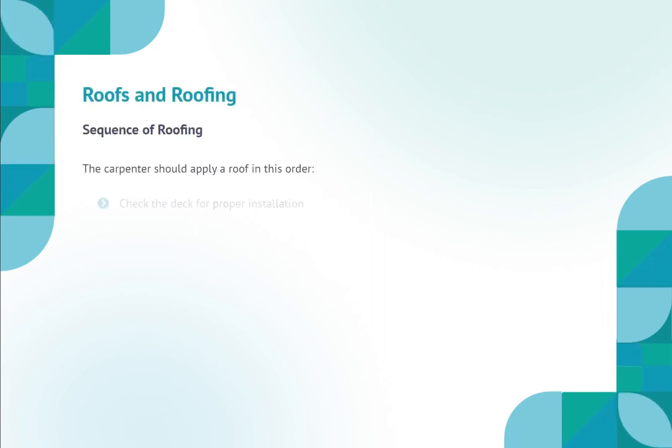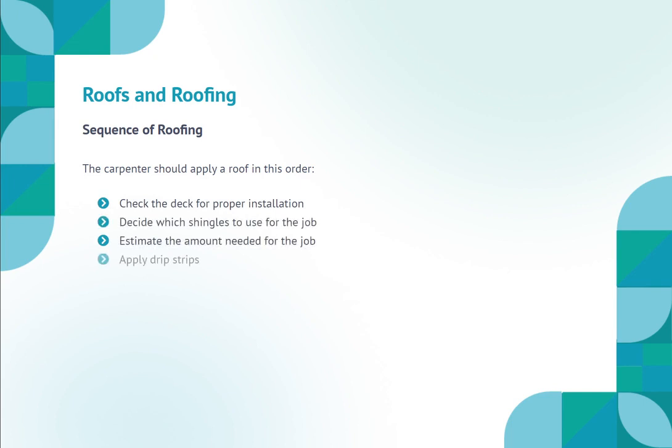Sequence of roofing. The carpenter should apply a roof in this order. Check the deck for proper installation. Decide which shingles to use for the job. Estimate the amount needed for the job. Apply drip strips. Place the underlayment. Nail the underlayment. Start the first course of shingles.